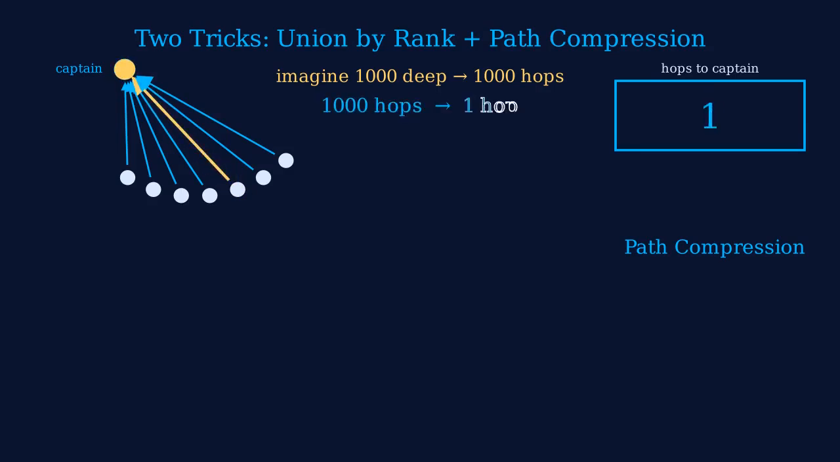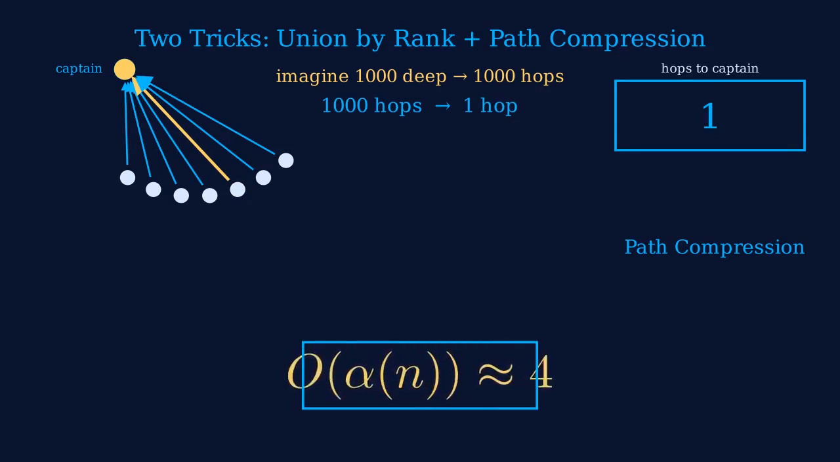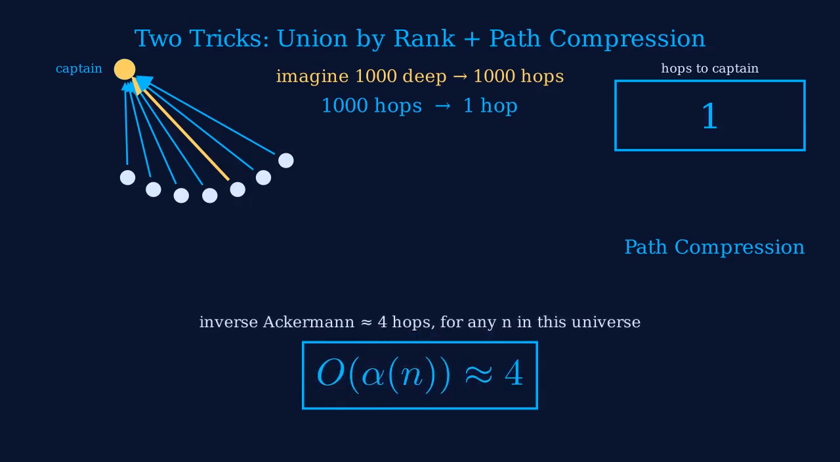With both tricks combined, operations take, on average, what's called inverse Ackermann time, a function so slow-growing that for any input you'd encounter in this universe, the answer is essentially 4 pointer hops. To answer same group in a network of billions, let me make this concrete.